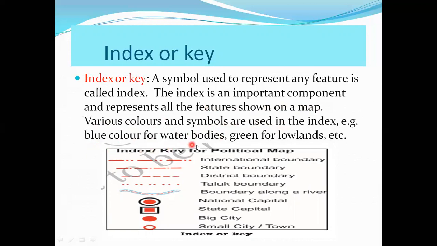For example, blue color shows water bodies, green color shows lowland. See, children, index: international boundary, state boundary, district boundary, taluk boundary, boundaries along with rivers, national capital, state capital, big city, like that, are there in the index.